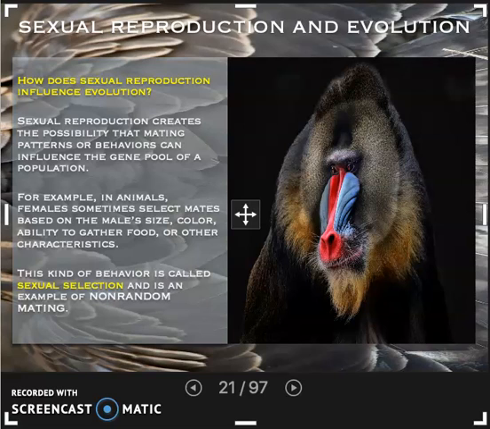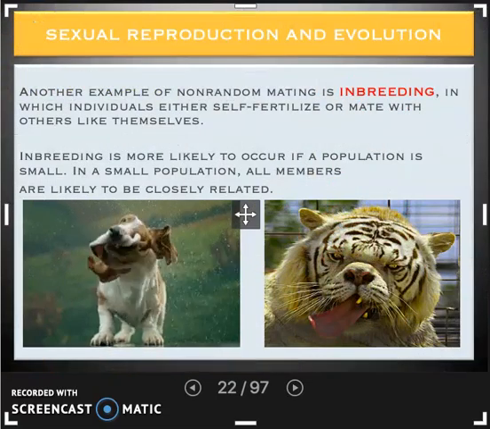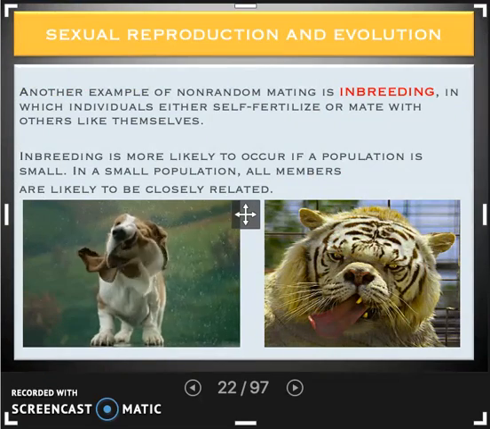So that's the mandrill. Sexual reproduction is part of natural selection, in the sense that the individuals in the population of that environment are picking for certain traits. Of course, there are some problems with sexual reproduction, like inbreeding.